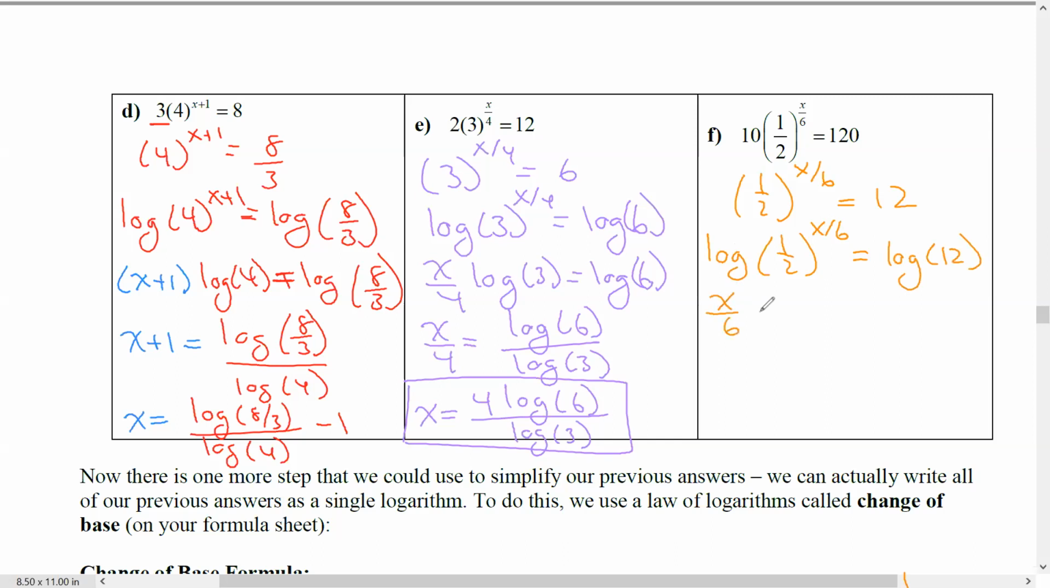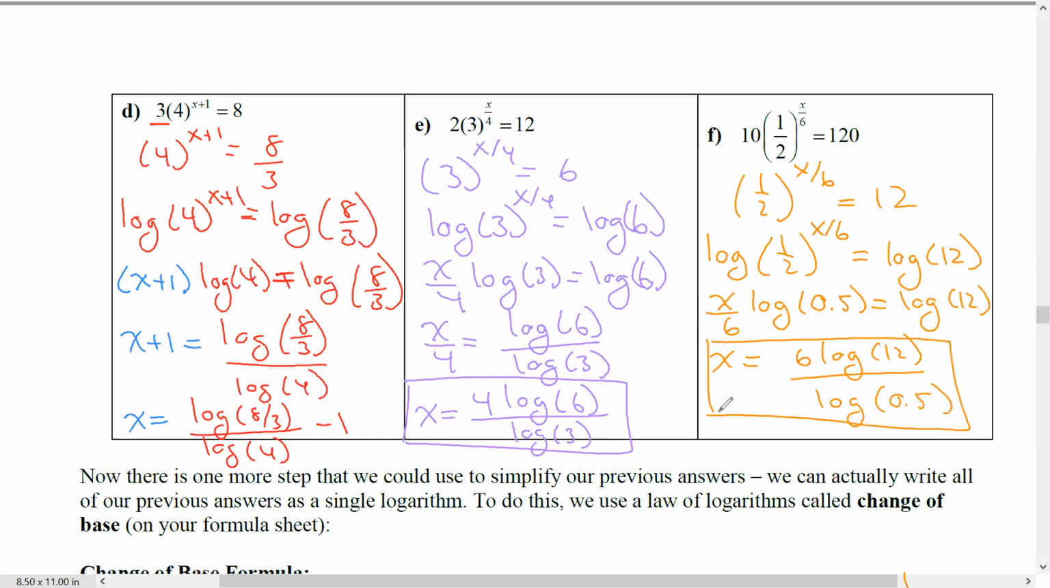Now I'm going to make that power into a coefficient. If you want, maybe you could even write that 1/2 as 0.5. There's nothing wrong with that, really. And I'm going to divide and multiply here in the same step, because I think we're getting the hang of this now. There it is. Again, there's my exact value answer.